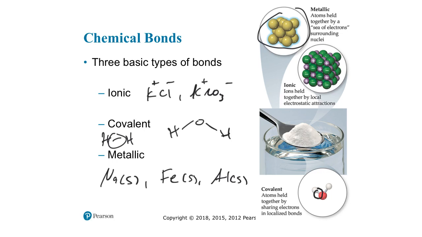Ionic are really no sharing at all of electrons. You just have plus and minus charges develop. And then covalent bonds where you have specific electrons being shared among the atoms.